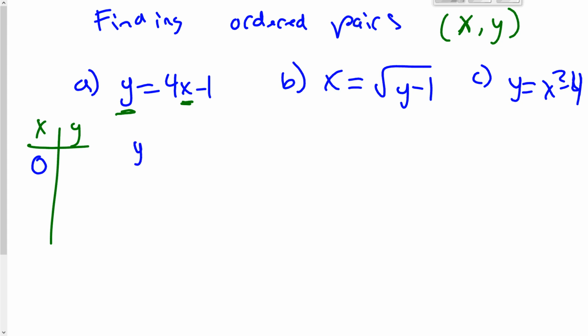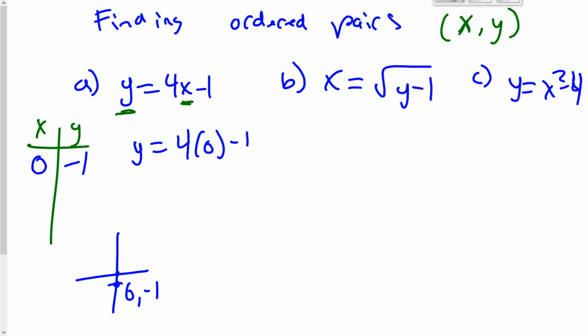So y is equal to 4 times 0 minus 1. So that'd be negative 1. So there's your ordered pair, 0, comma, negative 1. And then you could graph it. So I go over 0, and I go down 1. There'd be my point, 0, negative 1. This right here was not a point. That was kind of just me labeling my origin. So there'd be your point, 0, negative 1.